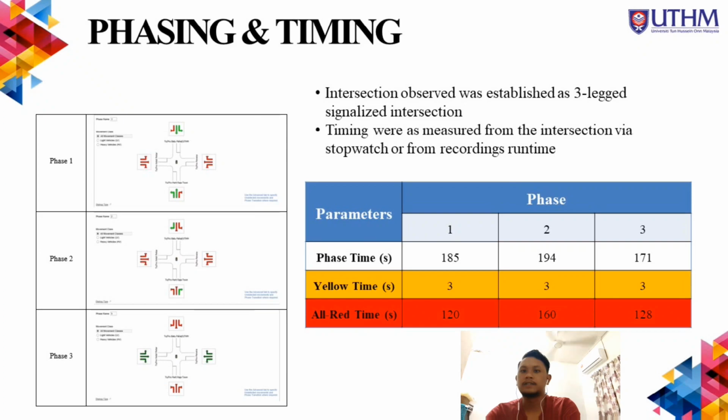For the intersection's phasing and timings, stopwatches and the runtime of the recordings were used to identify the intersection's phases and traffic signal timings, as can be seen. From the observation, the intersection was established to have a three-phase operation, all of which was inputted in the SIDRA software along with its timings.